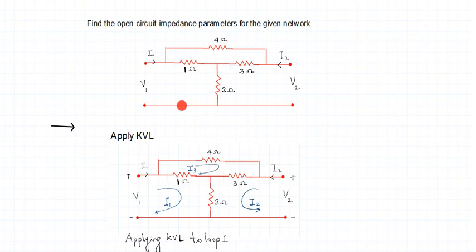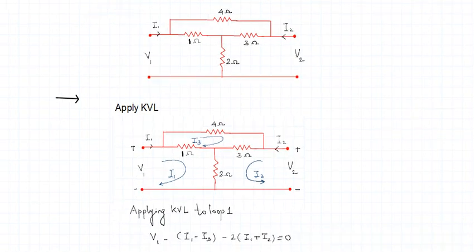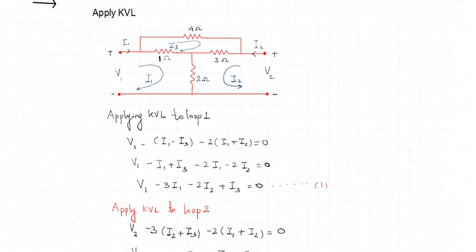Observing the circuit closely, we see that it's a two-port network consisting of input voltage V1 and input current I1 associated with port 1, and a voltage V2 and current I2 associated with port 2. We now need to find the Z parameters associated with this particular two-port network. To find the Z parameters, the very first step is that we'll apply KVL to loop 1. So we'll apply the mesh analysis to find the Z parameters.